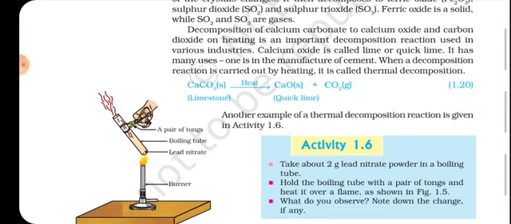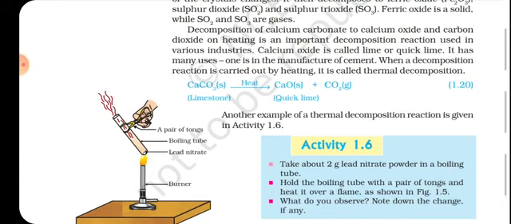Decomposition of calcium carbonate to calcium oxide and carbon dioxide on heating is an important decomposition reaction used in various industries. Calcium oxide is also called quicklime. Students, you need to know for the examinations that the common name for calcium oxide is quicklime. CaO, that is Ca is calcium, O is oxygen.